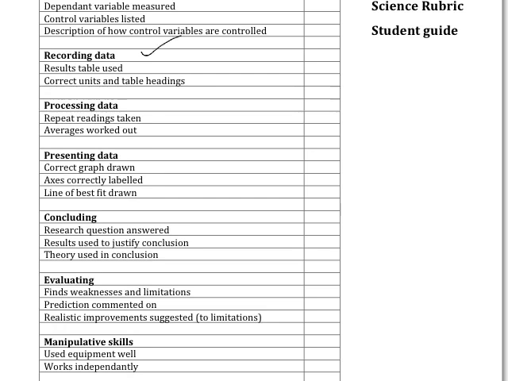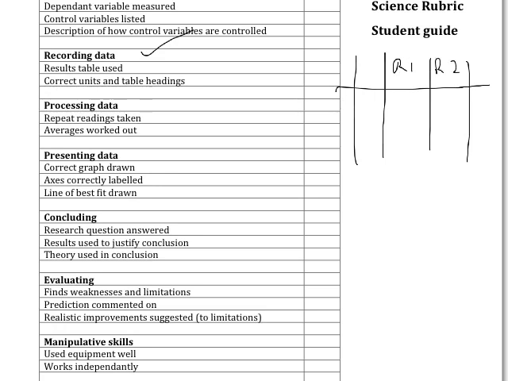Right, let's talk about recording our data. This is really straightforward. You need a nice results table with all your results. Okay, so you need your repeat, readings 1, readings 2, and your average. These are super important. Always remember the units. So if it's centimetres, centimetres, centimetres, and you write them at the top. Okay, so you get 2 marks for using a table and using the correct table headings. And then for repeat readings, you get another 2 if you work out the averages, which is a bonus.